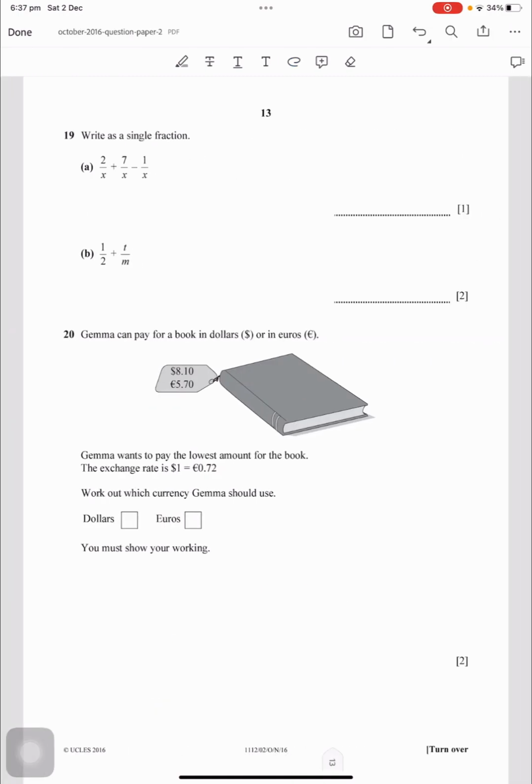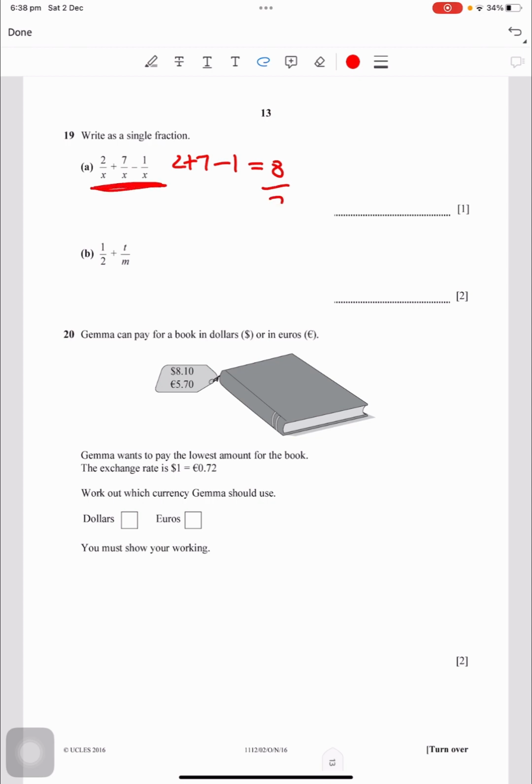Okay, question number 19. Write as a single fraction. Okay, so this is very simple. This is a very simple question. So for this, basically what we're going to be doing is, first we can do 2 plus 7 minus 1, which is equal to 8. It's right here. And then the denominator is just x, so we'll write x. So this is quite simple, so we can just write this. This is our answer. Next.